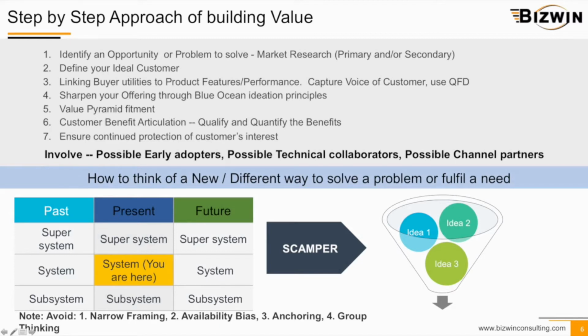So let's look at the grid which is presented on the slide. Any system you take has 3 stages: past, present and future. And any system has 3 components: the system, the subsystem, and the super system. For example, let me give you an example. So this is a pen.